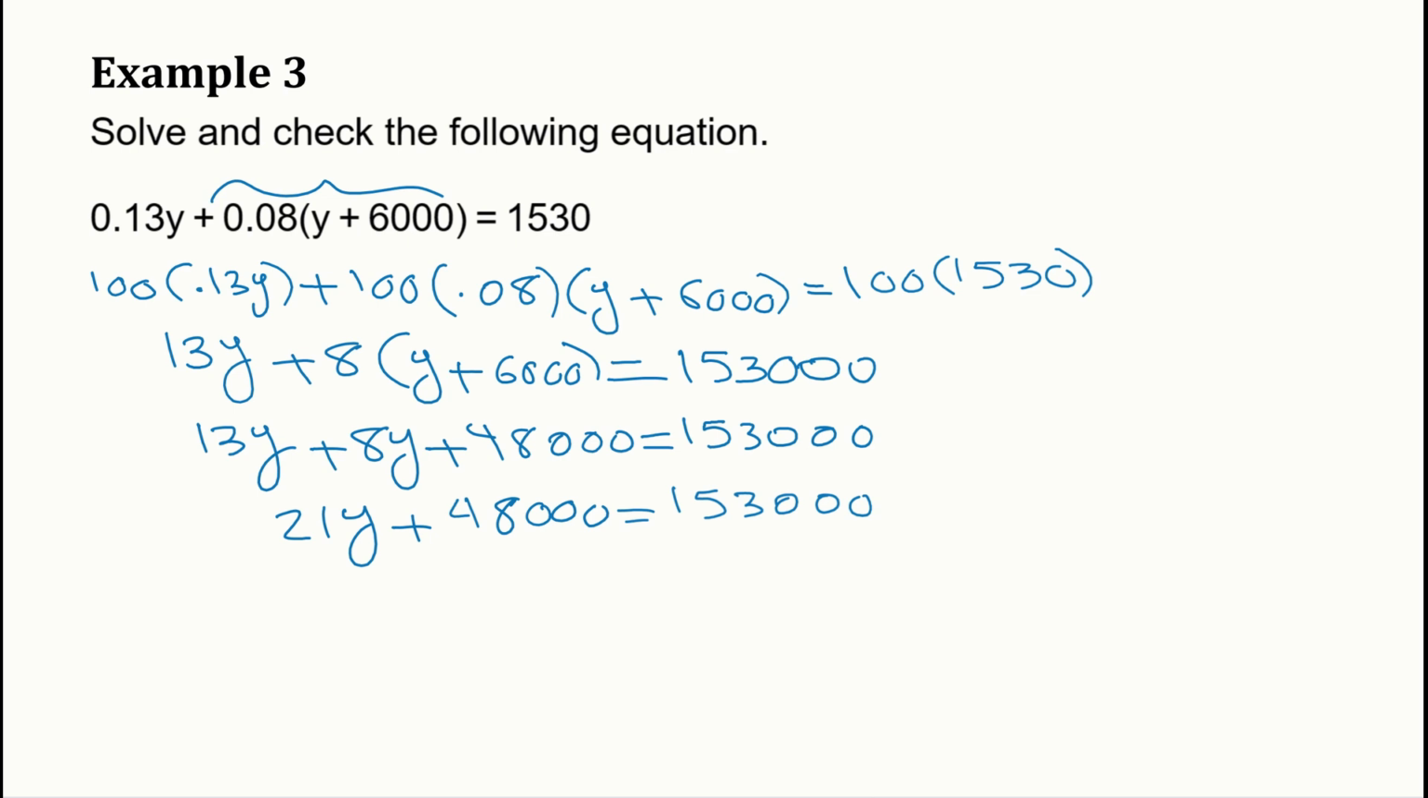All right. So now we're going to keep the y on this side, the variable term, and we'll move the 48,000 to the other side, which we can of course do by just subtracting 48,000 from both sides.